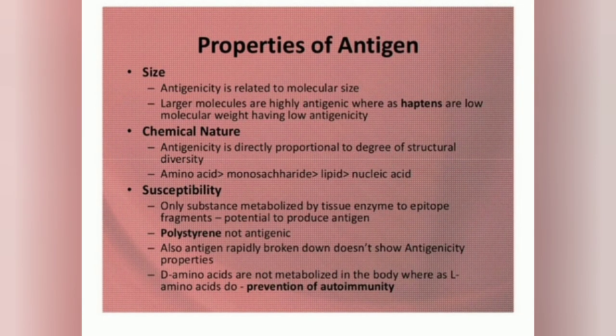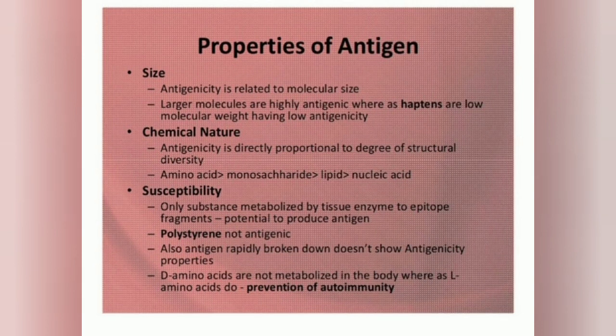Now we have to know about the properties of antigen. First of all, the size of antigen is related to its molecular size. Larger molecules are highly antigenic, whereas haptens are of low molecular weight and have low antigenicity. The chemical nature of antigen is directly proportional to the degree of structural diversity. Amino acids, monosaccharides, lipids and nucleic acids make up the chemical structure of antigen.